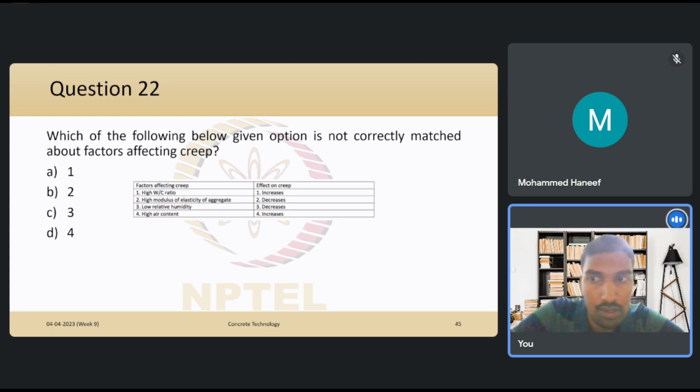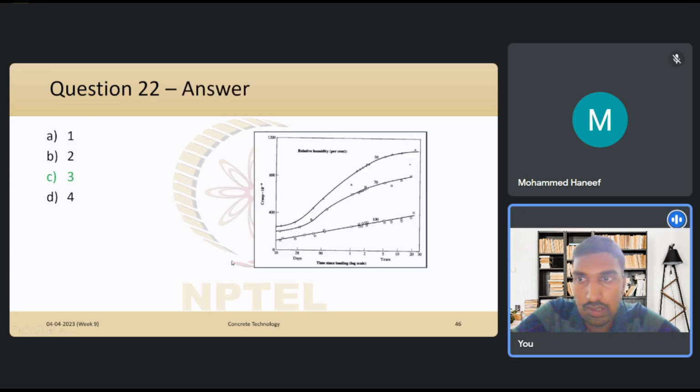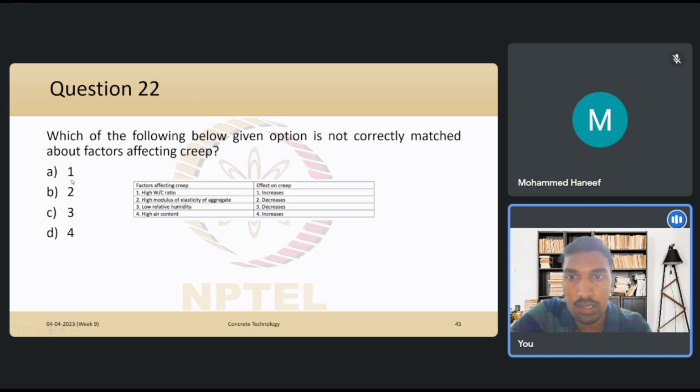Okay, we have an answer, option C. So the right option is option C, that the third matching is incorrect. Okay, so what are the matchings given? High water to cement ratio results in increased creep. That is correct, so we already saw that.